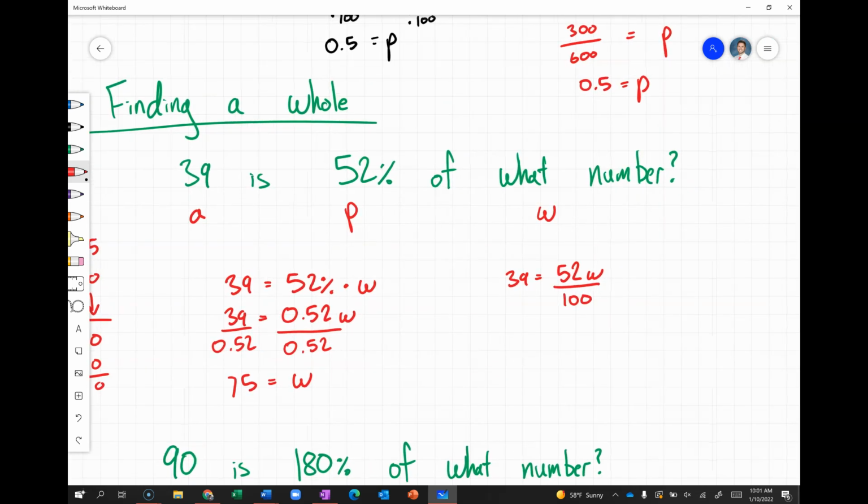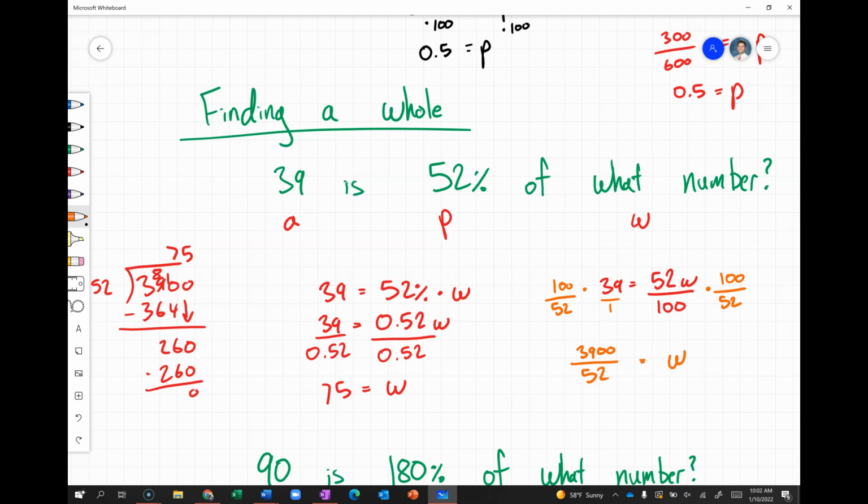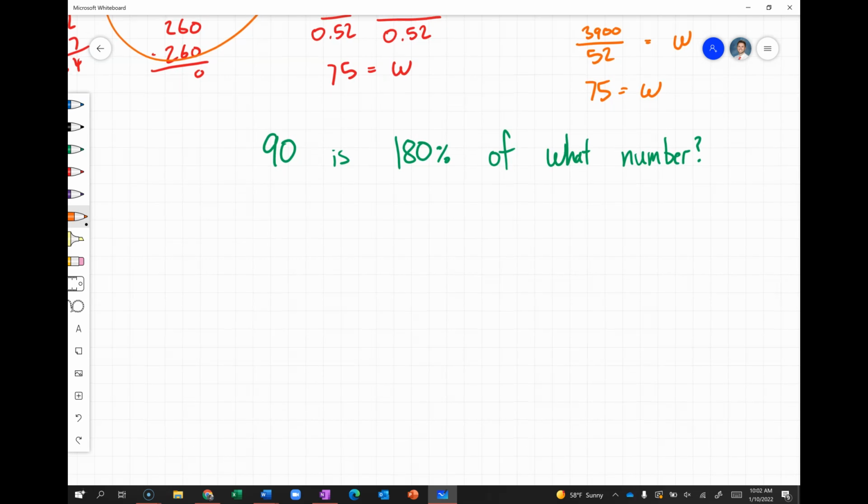And here we have 39 equals 52W over 100. So again, we can multiply by the reciprocal of 52 hundredths, which is 100 over 52. Leaving us with W equals 100 times 39, which is 3,900, divided by 52. You'll notice that's exactly the same as what we ended up doing over here. So we get, once again, 75 equals W. 39 is 52% of 75. All right, one last one.